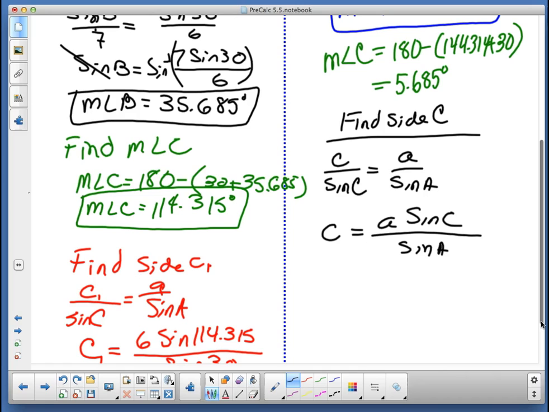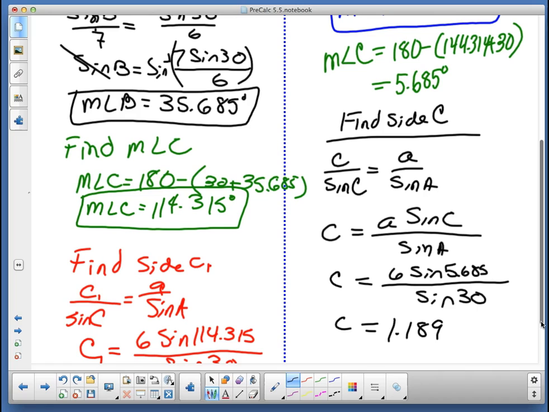So now I'm just going to pop things in. A is 6. Angle C is 5.685 degrees. And capital A is 30. Well, when I pop those in, I'm going to find out that actually side length C, and this is C2, is 1.189. Okay, and that's our final piece of information we needed to find for example 3.